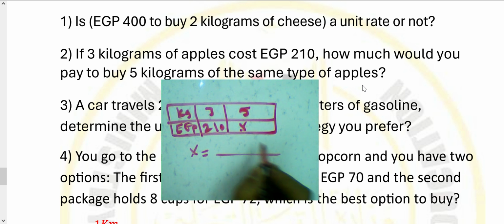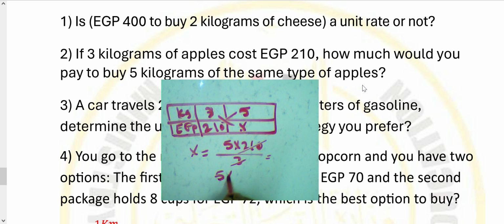We can write 5 times 210 divided by 3. 210 divided by 3 equals 70. And the result will be 5 multiplied by 70. Write 0 and 5 times 7 equals 35. The result will be 350 Egyptian lira.